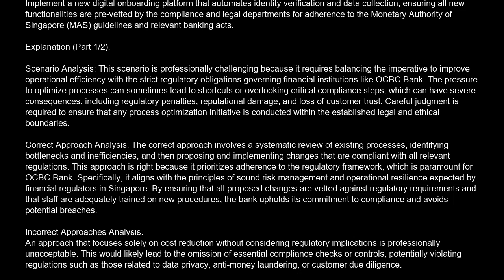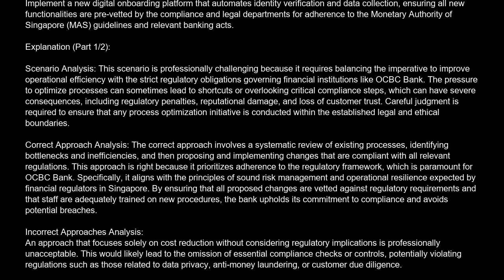The correct answer is D. Implement a new digital onboarding platform that automates identity verification and data collection, ensuring all new functionalities are pre-vetted by the compliance and legal departments for adherence to the Monetary Authority of Singapore, MAS, guidelines and relevant banking acts.